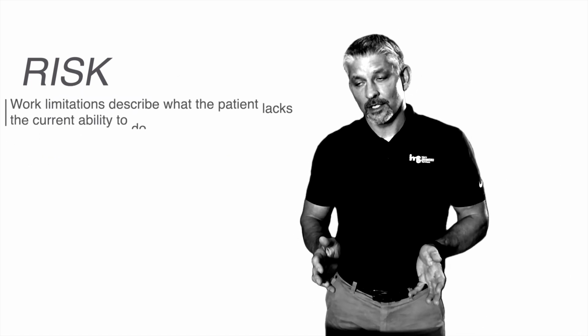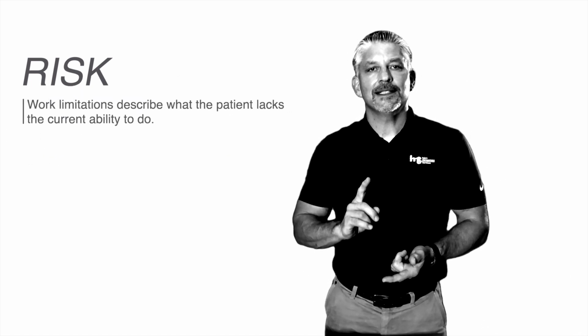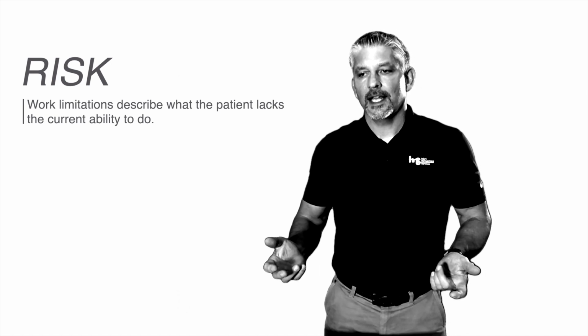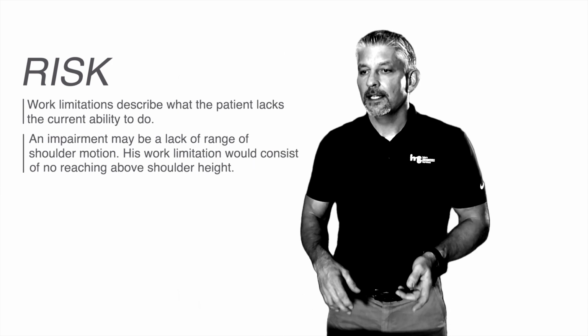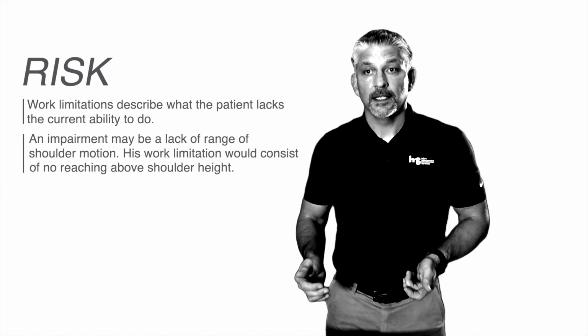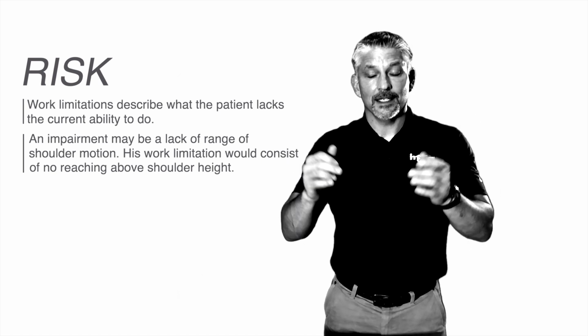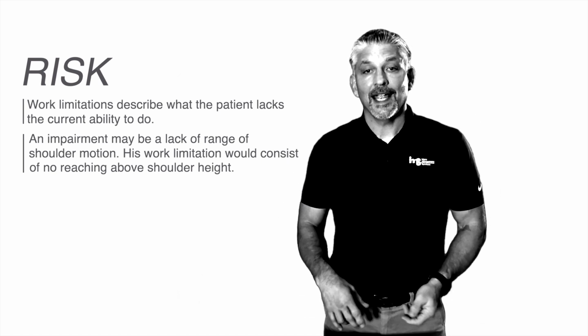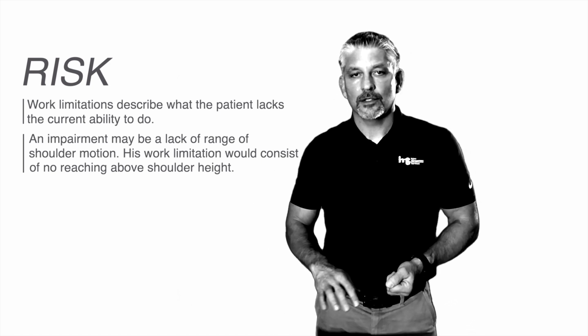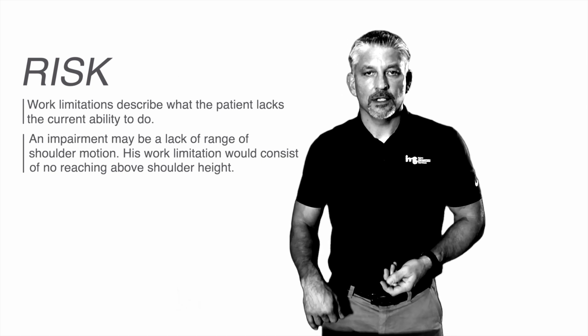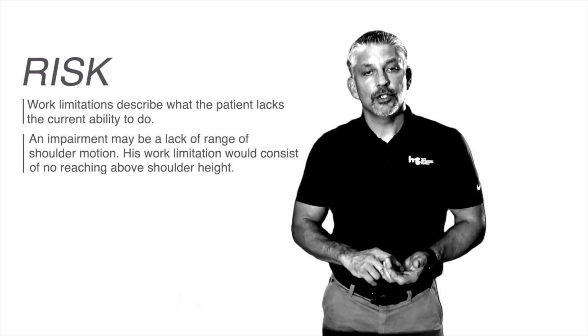A work limitation is something that the patient cannot do. So you can look at it as an impairment. The person is impaired. They can't lift their arm over their head. If they can't lift their arm over their head, then putting a cinder block over their head is impossible. So because they can't even lift their arm overhead, this is a work limitation because they're unable to do it. A work restriction, they could do it, but they should not do it because of the inherent risk. So that's the difference between a work restriction and a work limitation.